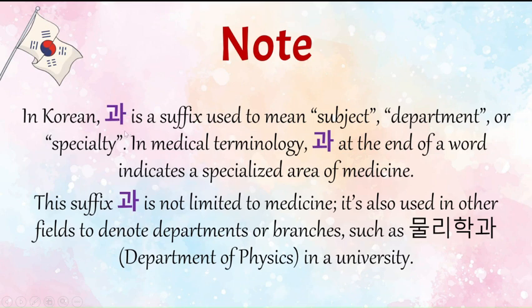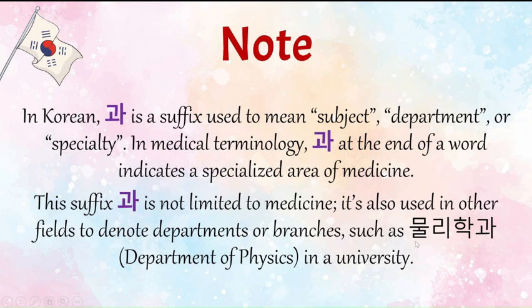So, what does this suffix indicate? There has to be a reason for attaching this suffix to all these names. So, it indicates a specialized area of medicine. Okay, this is the use of kwa at the end of each term for various branches of medicine. Now, remember one thing, that the suffix kwa is not limited to medicine only. It's also used in other fields to denote departments or branches.